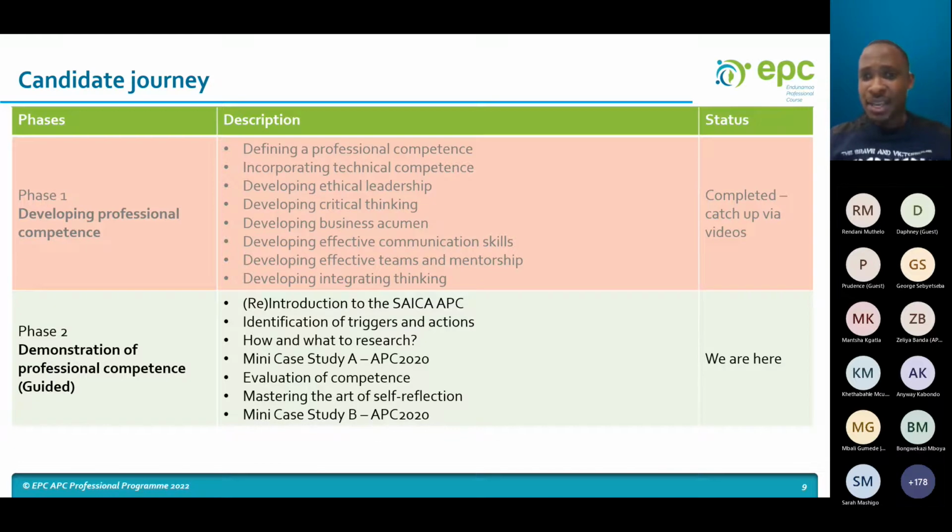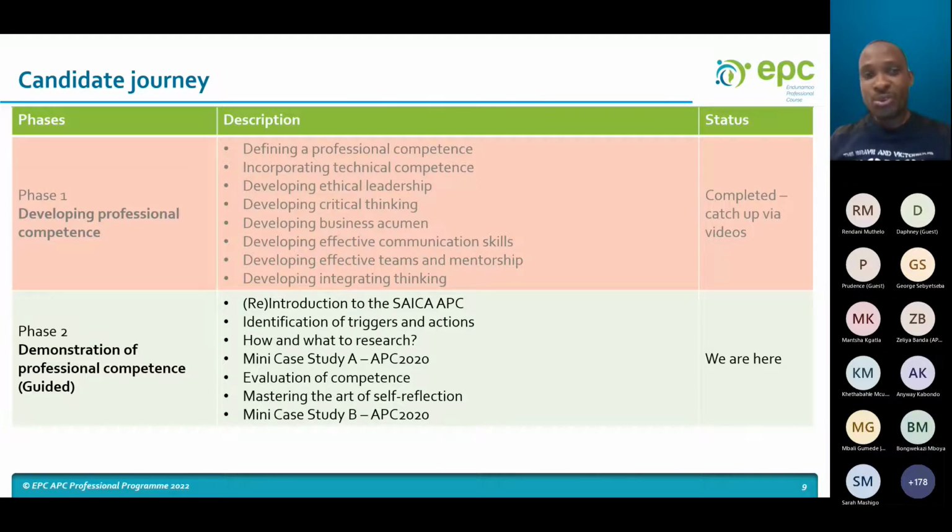Okay. So where do we start? We've already started. When we're talking about us and your peers that were not sitting for APC 2021, so I'm talking the first timers, we did what we call phase 1, and we complete with phase 1.